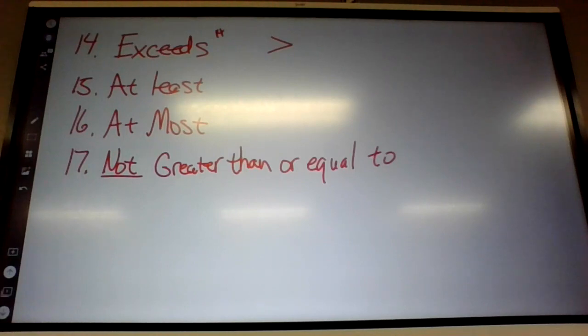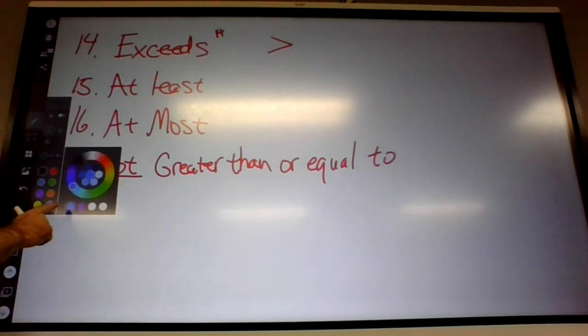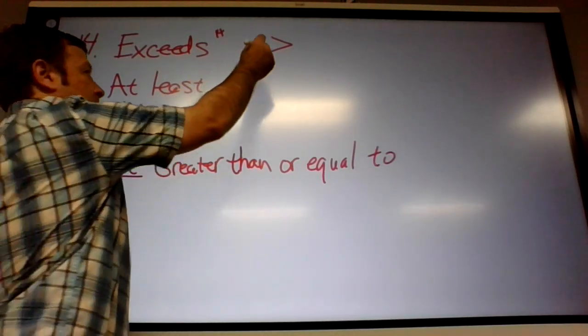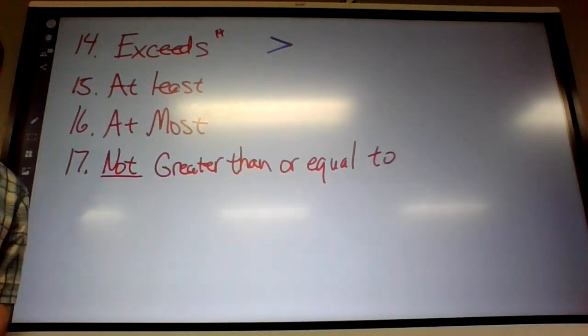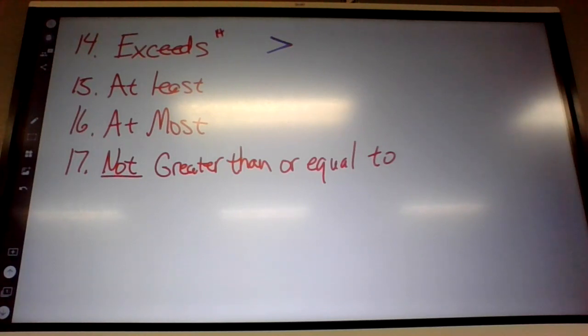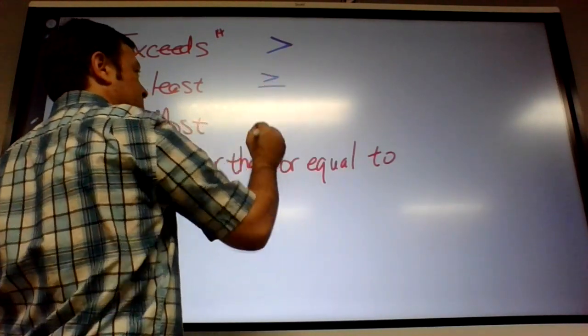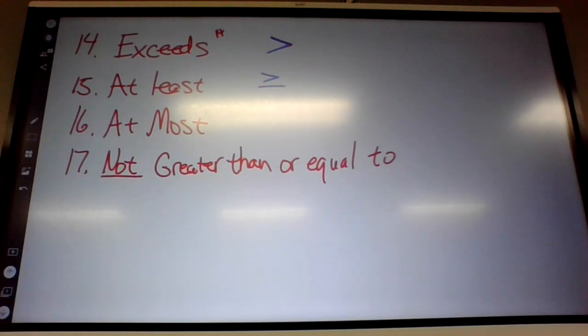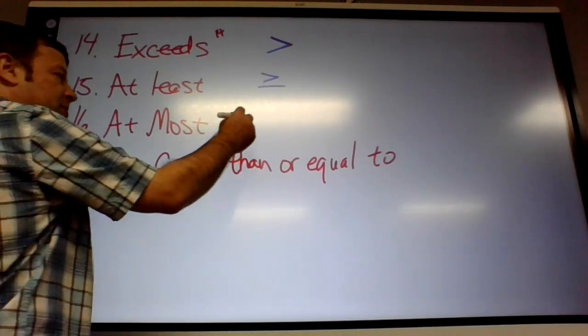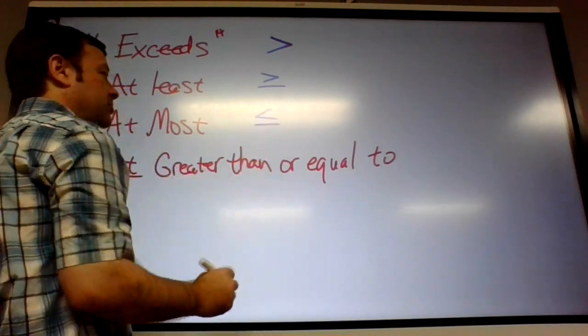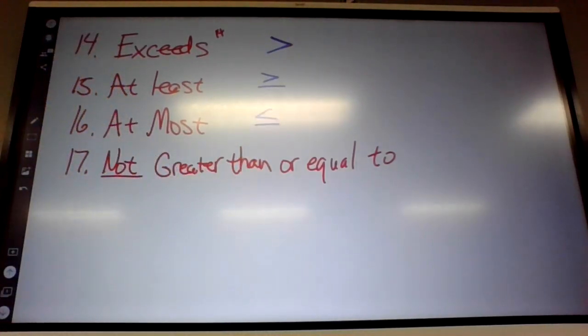If your age is at least 14, what does that mean? Okay, if I said you're at least 14, you could be how old? You could be 14, right? If you're at least 14, you could be 14. But yeah, that's greater than or equal to. So if you guys are at most 16, what does that mean? Less than or equal to. You could be 16, or you could be younger than 16.